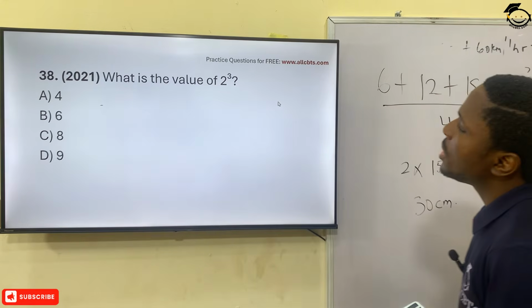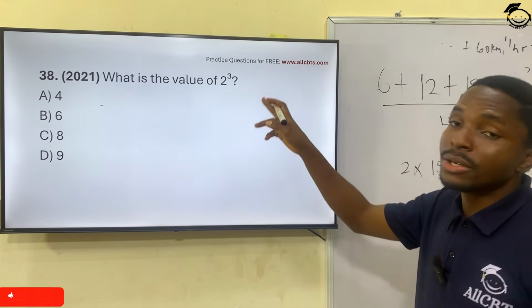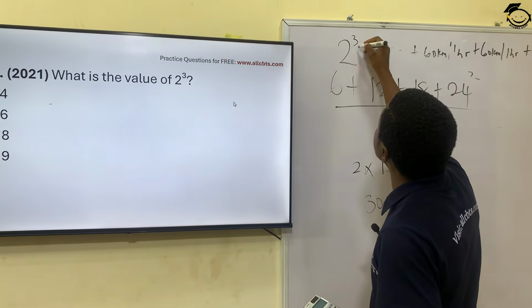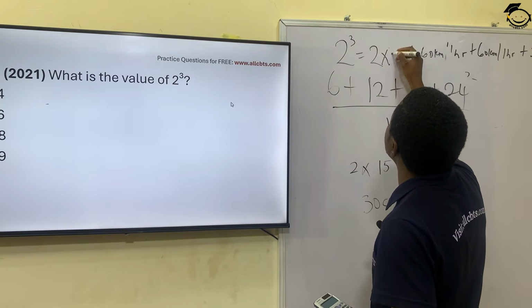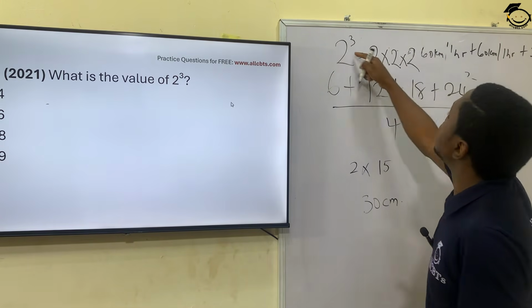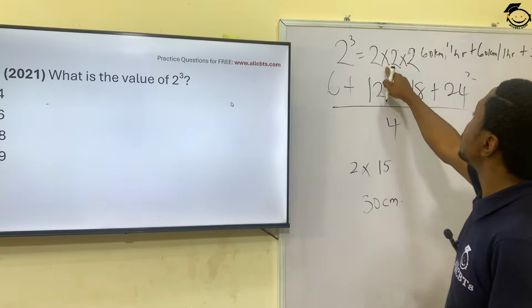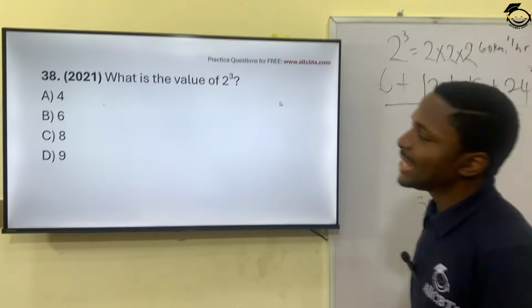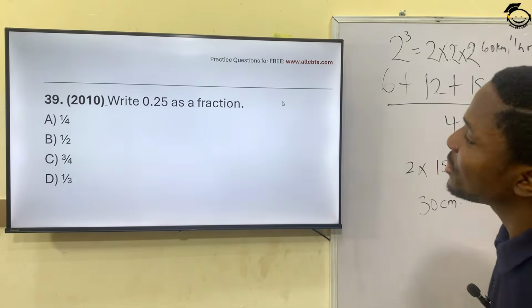38. What is the value of 2 raised to power 3? We've seen something like this before. And I said that 2 raised to power 3 is the same thing as saying 2 times 2 times 2. It is 2 in 3 places. So 2 times 2, 4, 4 times 2, 8. 8.